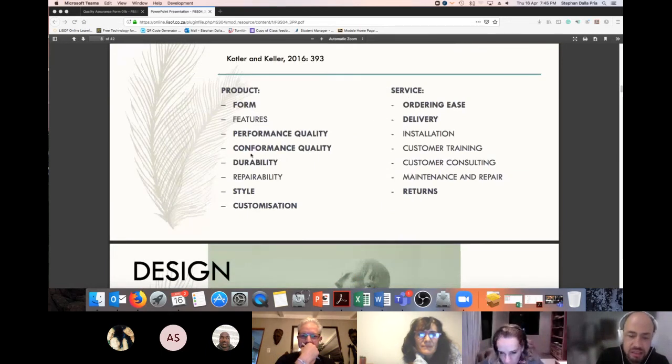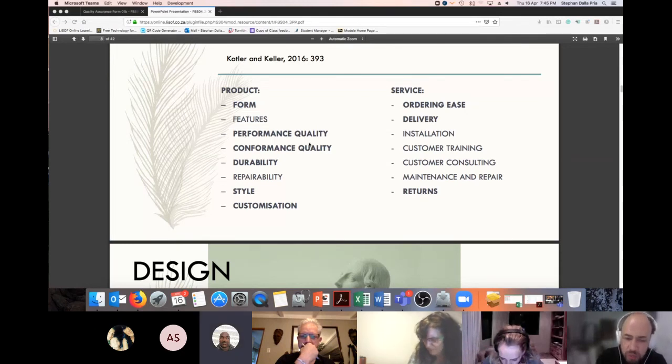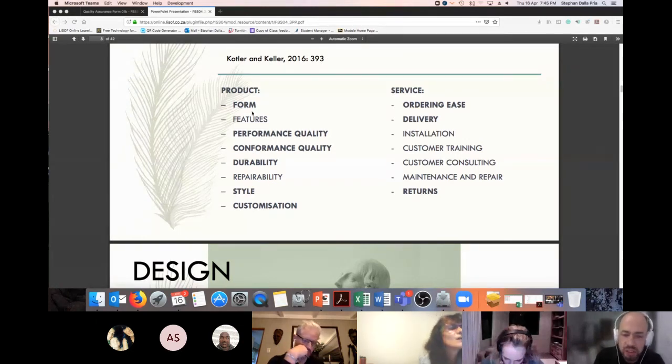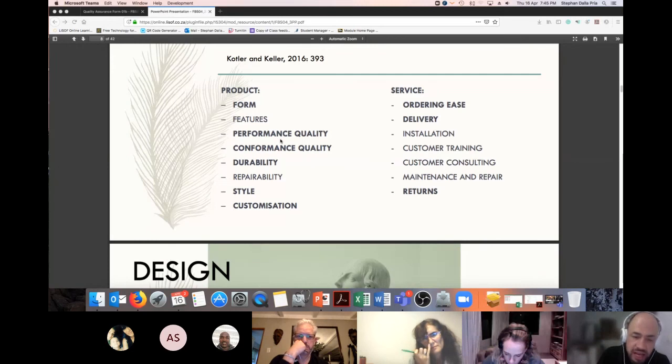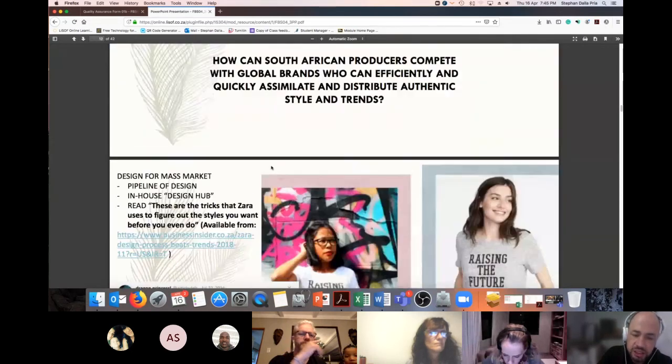Here's a nice list about how you can differentiate. Obviously this is bullet points, so you have to go and think through them for yourself. You know what performance, conformance, durability, repairability, and style are. I've highlighted some of the most pertinent ones for fashion products. Form is important, because the form of a product can put you off. How it performs: if it's a jacket, does it actually stand together as a jacket? Conformance, quality: does it conform to expectations? Is it durable? Is it stylish? To what extent can you customize it? And then design, etc.